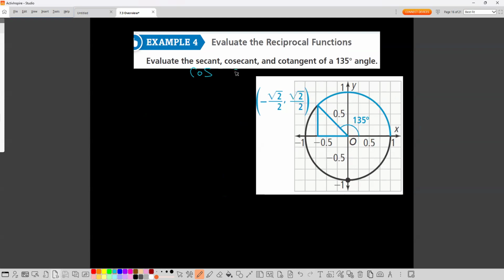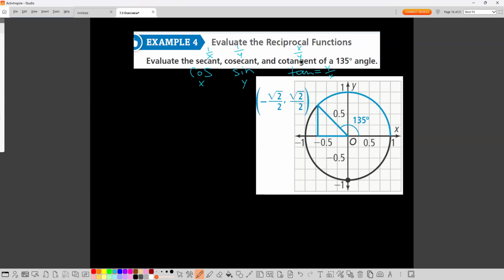Cosecant goes with sine. And cotangent goes with tangent. So cosine we said was x, so secant's going to be 1 over x. Sine we said was y, so cosecant's going to be 1 over y. And we just did tangent and said that was y over x. So cotangent is going to be x over y.